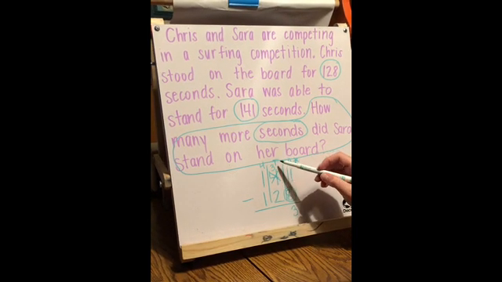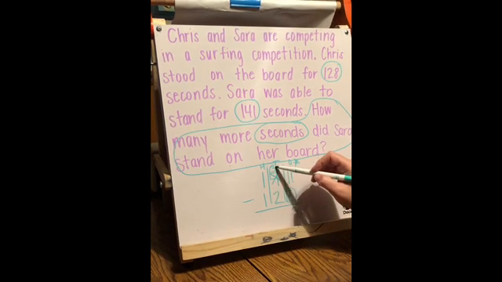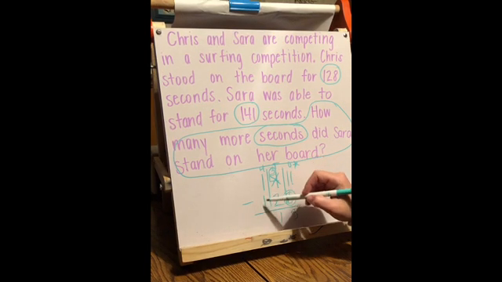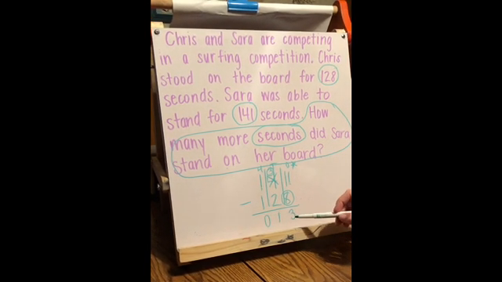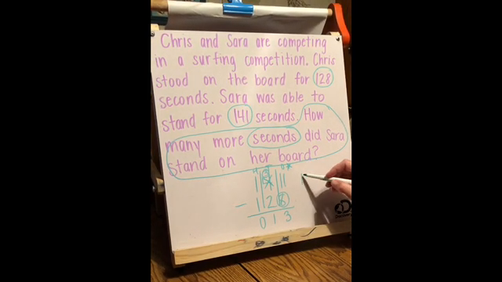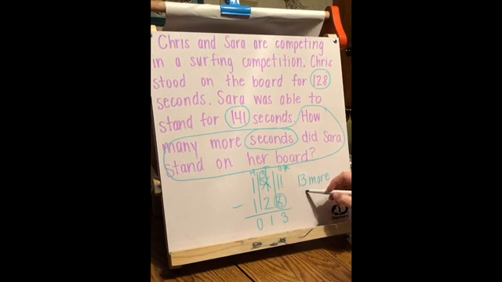And in our tens column, we have 3 minus 2. 3's on top. 3 minus 2 is 1. And then our hundreds column, we have 1 minus 1, which is 0. So we can say that Sarah stood for 13 more seconds.